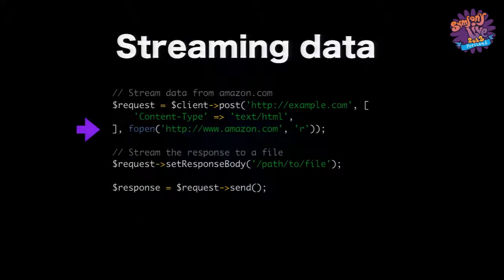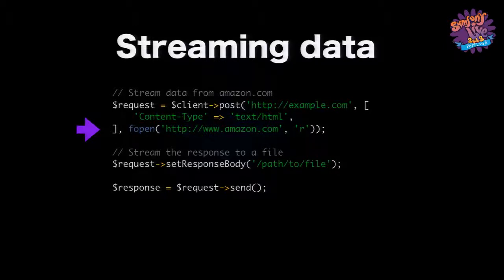Streaming data is built in as well. So here, we're sending a post request to example.com, and we're going to stream the contents of Amazon.com's body, the web page of Amazon.com, to example.com. And you see we're passing in fopen. So this is a stream resource from PHP, and Guzzle is going to convert this to an entity body object for you. And an entity body object just kind of encapsulates the data that gets sent over the wire.